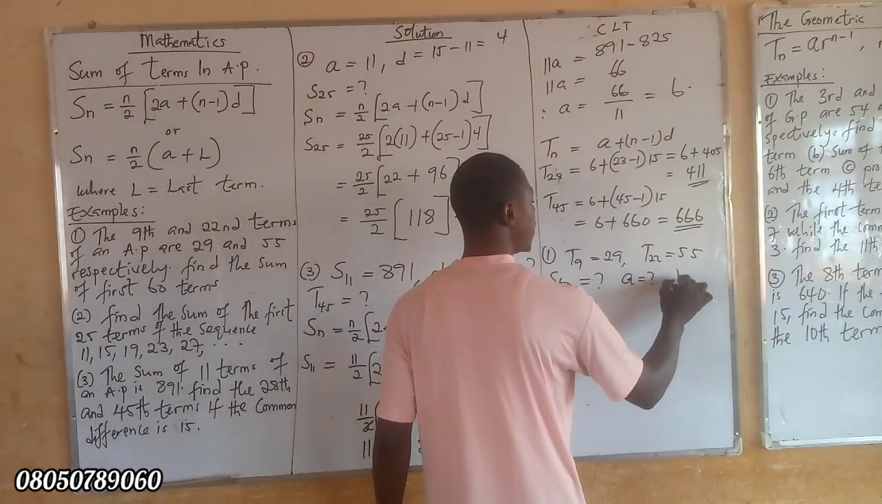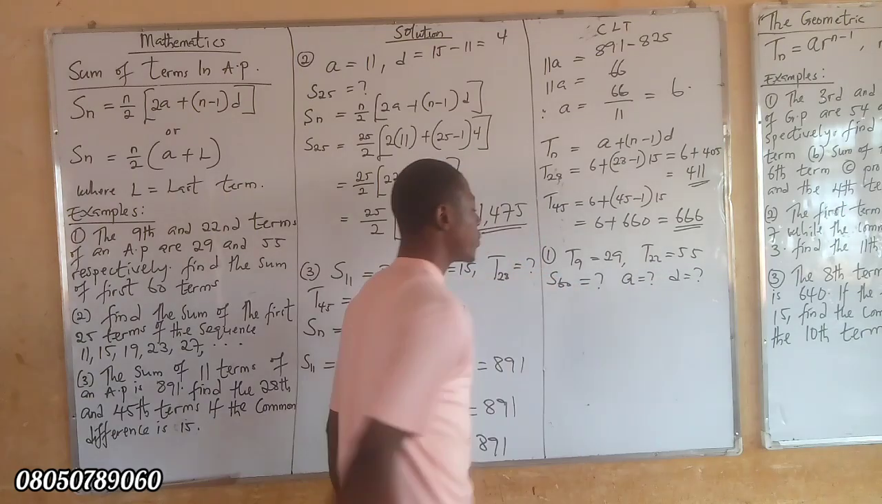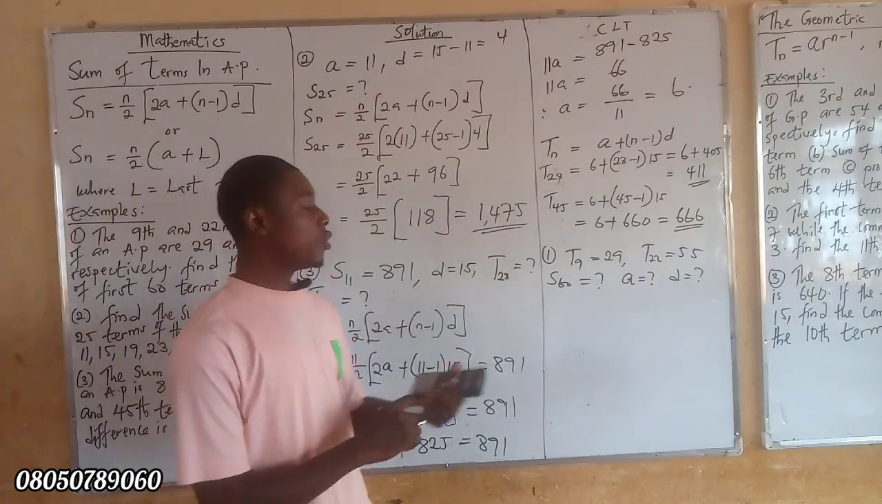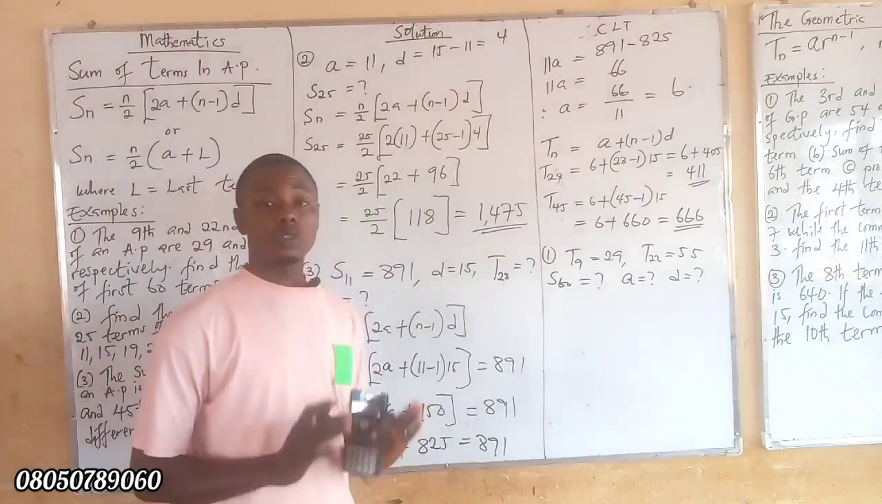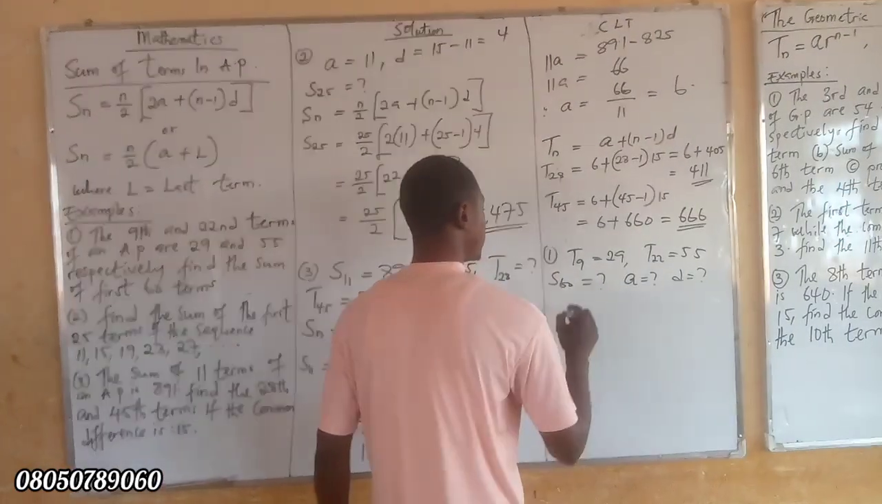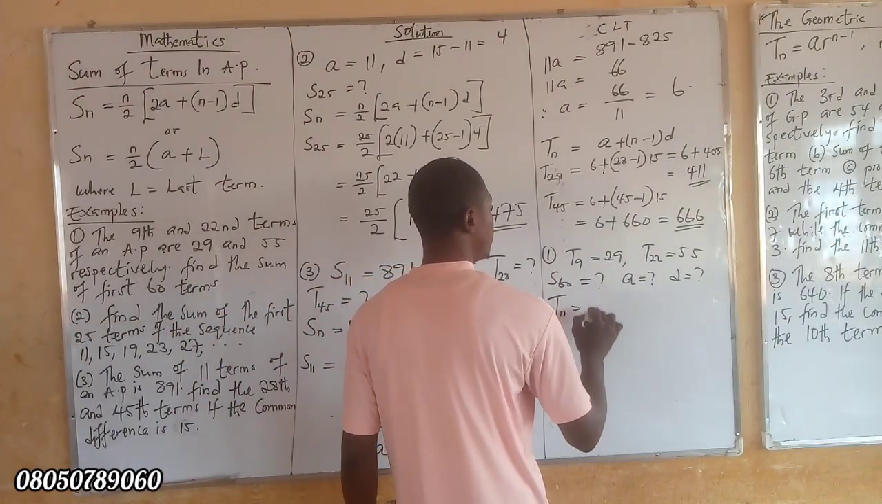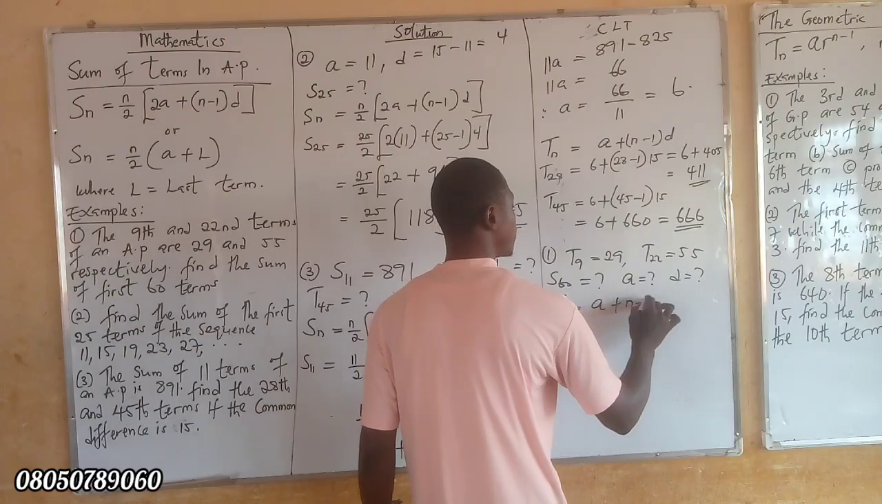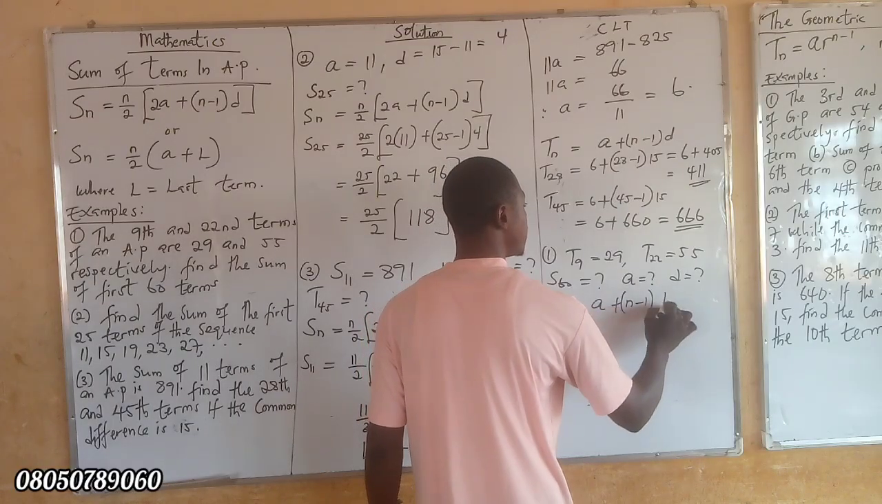We need to find a and we need to find our d, so that we can use the formula of sum to find the sum of 60. So before then, let us find a. How do we find a? Remember, T of n is always equal to a plus (n minus 1) times d.